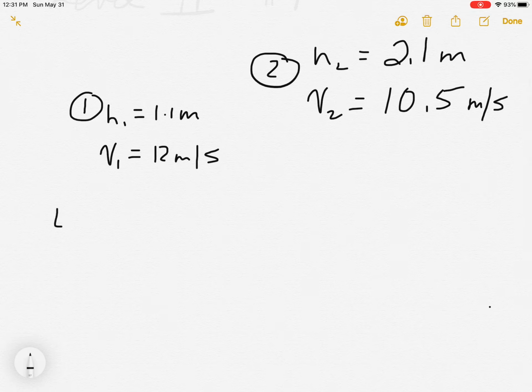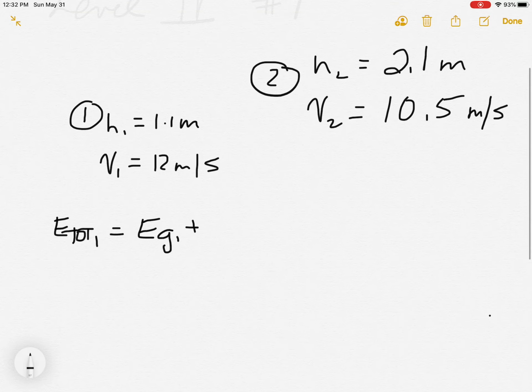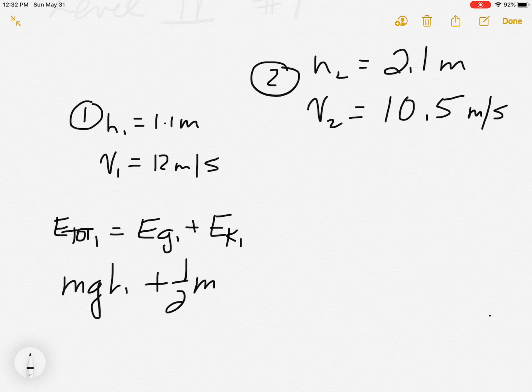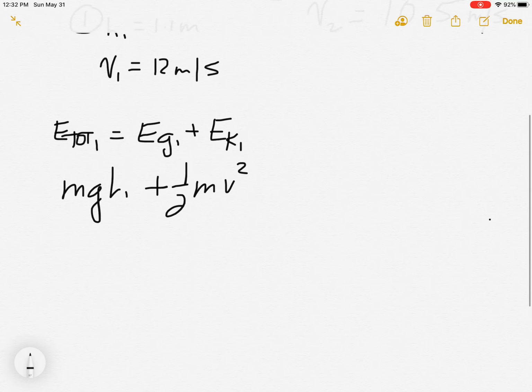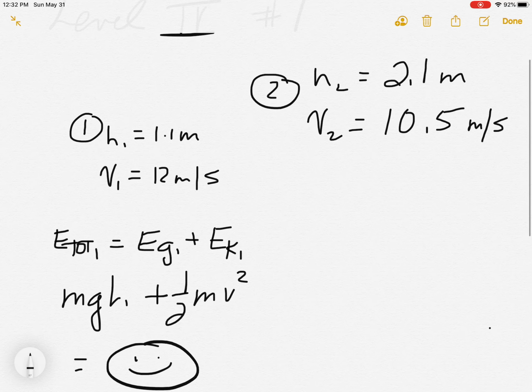So let's do that. Let's do the total energy at position 1. And in fact, they're not equal. That's what we're going to find out, because obviously some has been lost due to air resistance. So if we do the total energy at position 1, there's going to be Eg and Ek. So mgh and 1/2 mv squared. And that's going to let you figure out a number of joules. And you'll get that number.